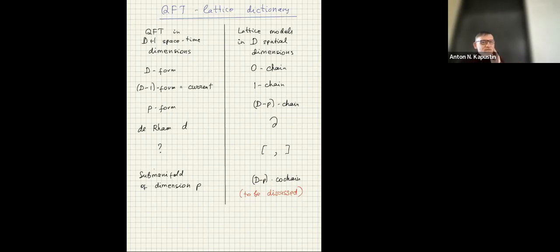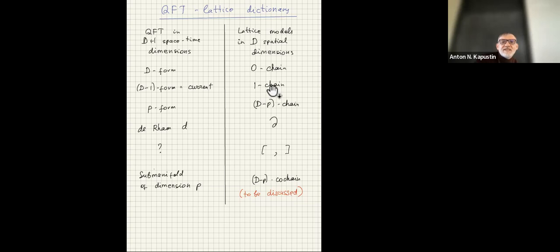So one can make a little dictionary from quantum field theory to lattice. In lattice models, for example, 0 chains represent charge densities, but in quantum field theory, you use d-forms if you're in d+1 space-time dimensions. So it's a charge density, say it's a d-form, because you can integrate over the whole space and get a charge, which is a scalar.